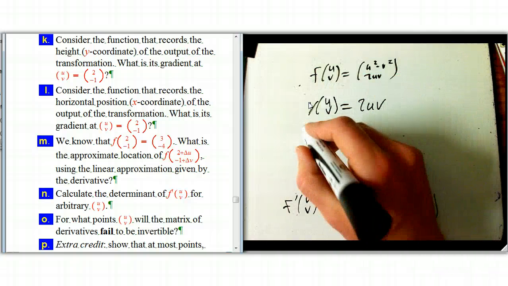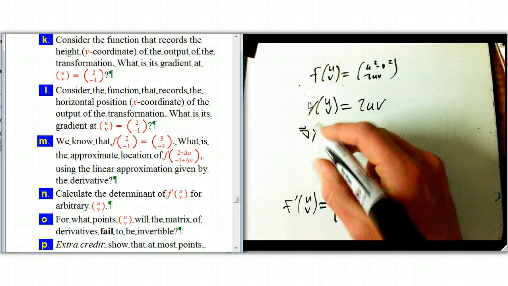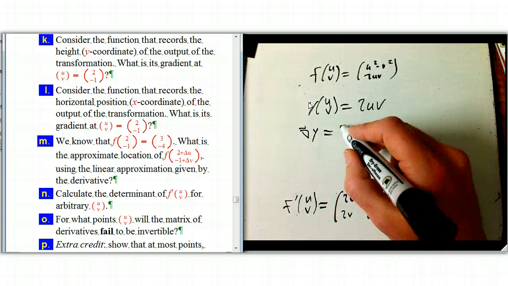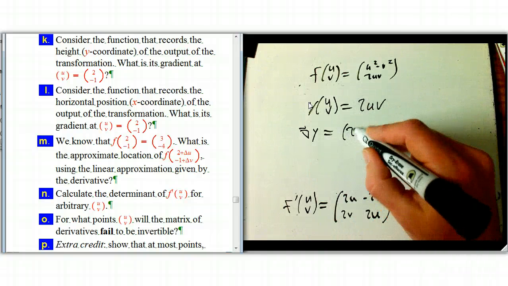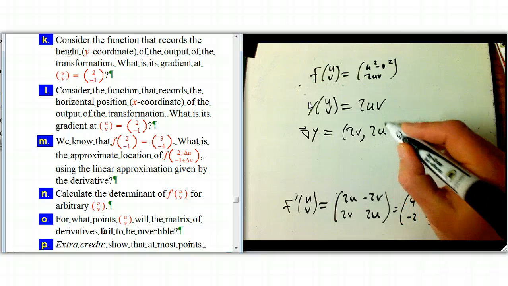The gradient of y is just going to be the vector derivative of this with respect to u, which is 2v, and the derivative of this with respect to v, which is 2u.